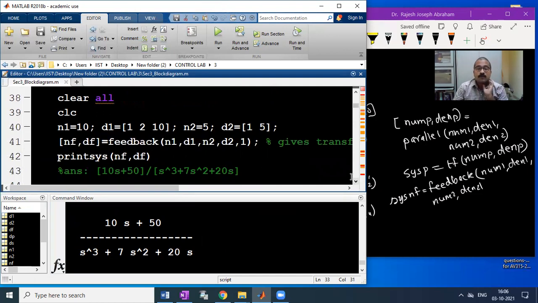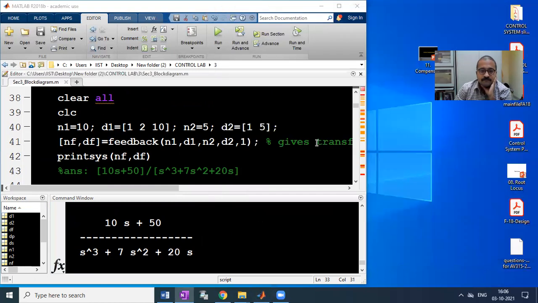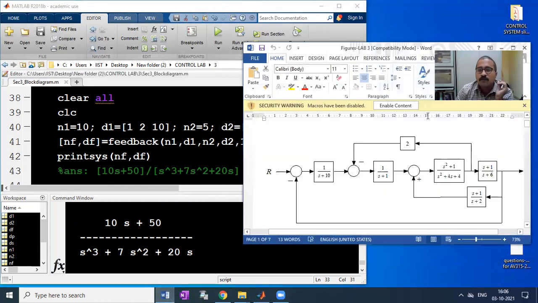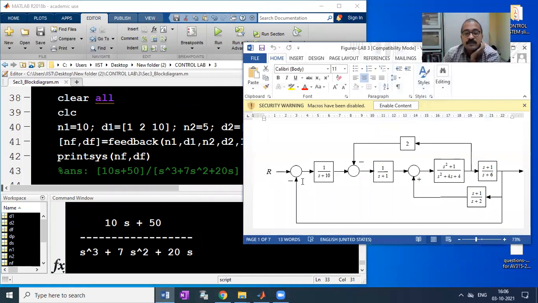Now let us take up one block diagram reduction problem. Suppose we are given a configuration like this. This is a block diagram given to you. This is R. This is 1 by s plus 10. Here we have a block 1 by s plus 1, s square plus 1 whole divided by s square plus 4s plus 4. This block transfer function is s plus 1 by s plus 6. Here it is a positive feedback, s plus 1 by s plus 2. Here there is a negative feedback with a gain of 2. So we need to solve this with the help of these commands.